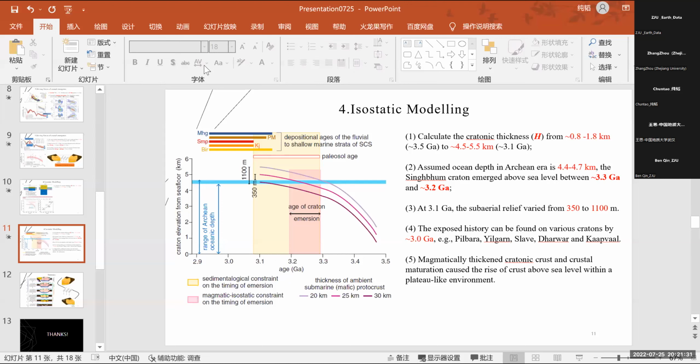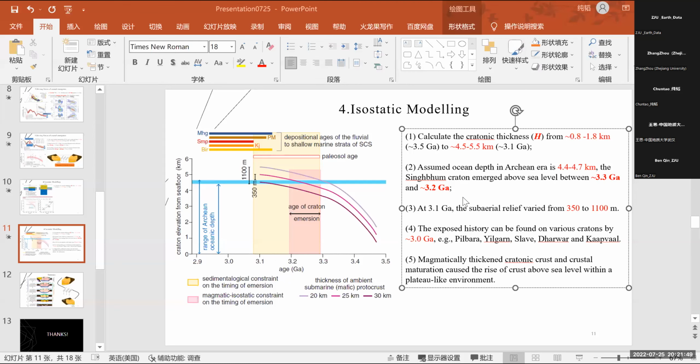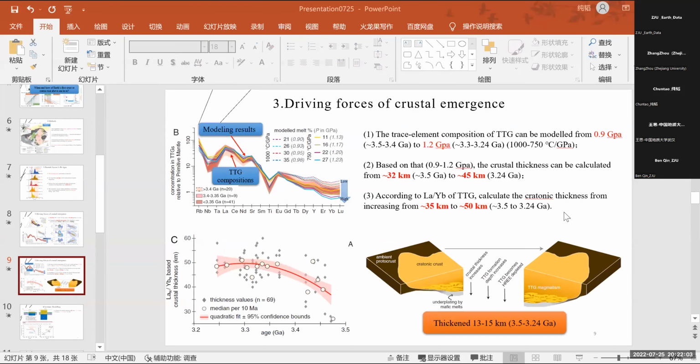Yes, I see the question in the chat. Also, when constraining the crystal thickness, they just use the lanthanum to ytterbium ratio. Actually, it has great uncertainty if you use this method, because the relationship of this ratio to the thickness comes from arc magmatism in modern Earth.